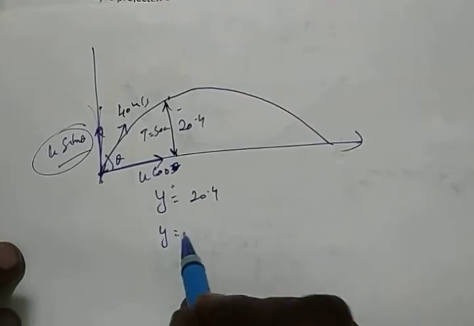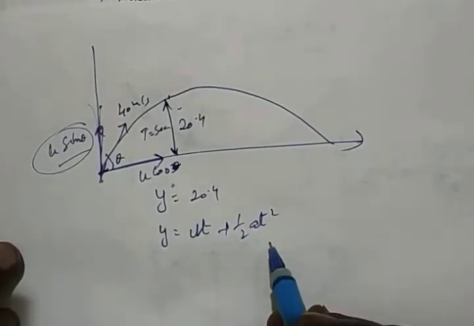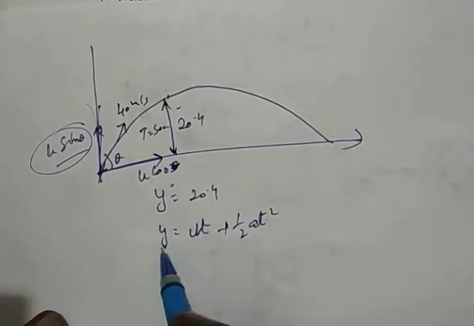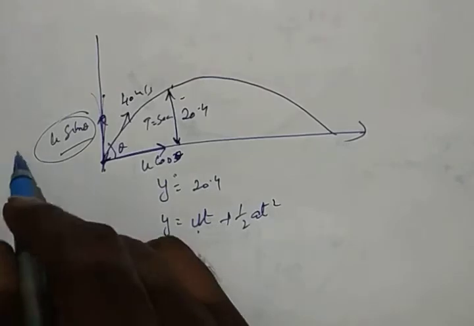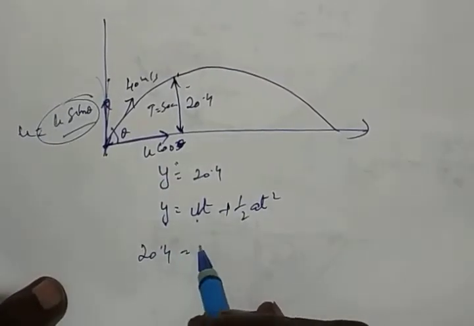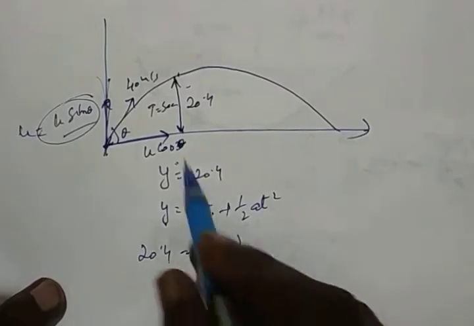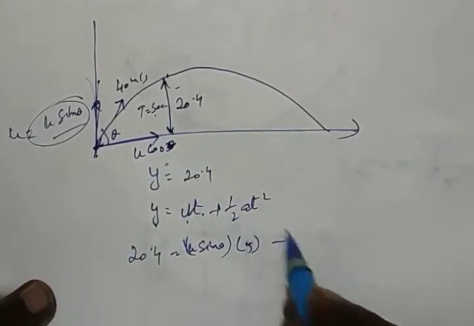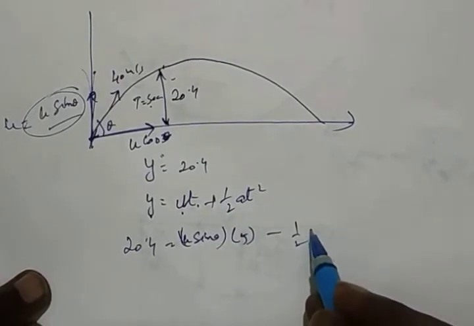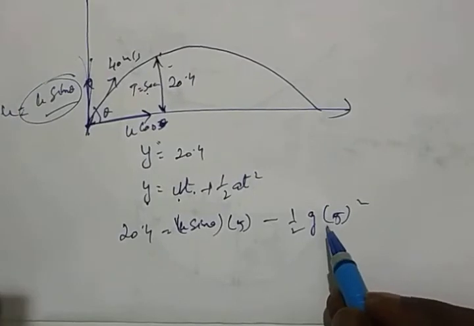So y is going to be equal to ut plus half at square. That formula you can use. So what is y? That is 20.4. What is u? This is the u value, u sin theta. And what is t? T is already given here as 5 seconds. It is minus, it should be there because g is negative. Half into g into 5 square. G, you can put the value here.